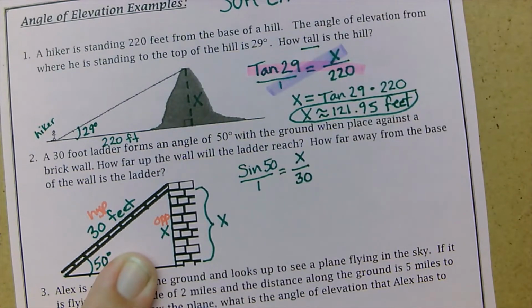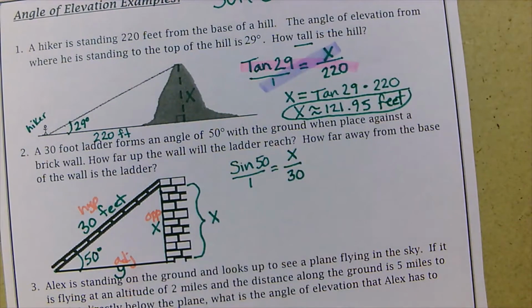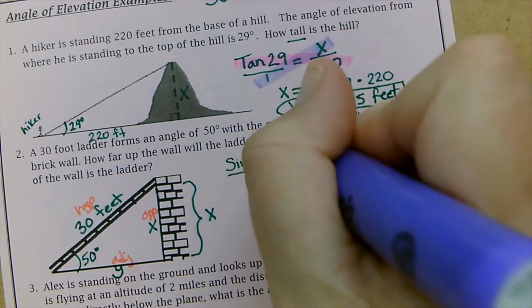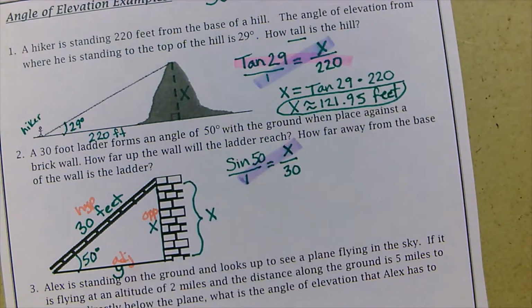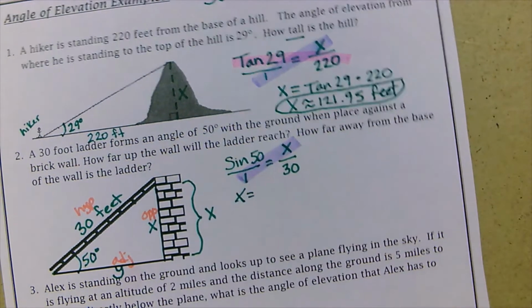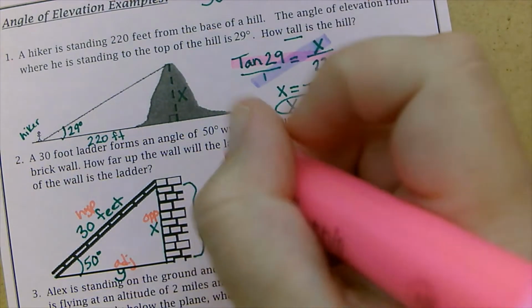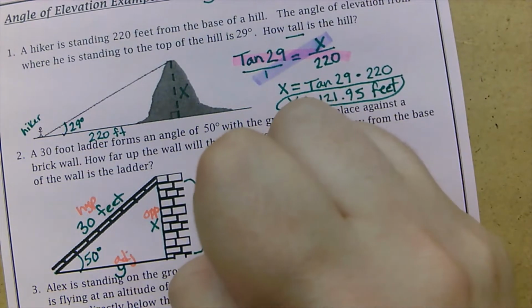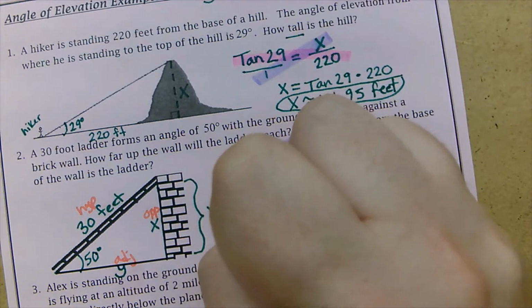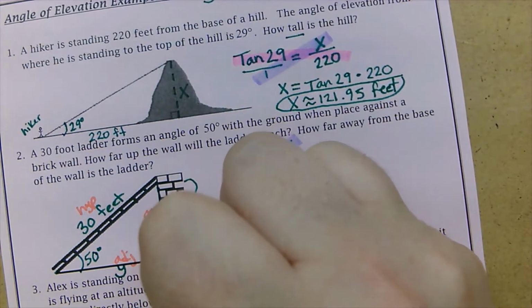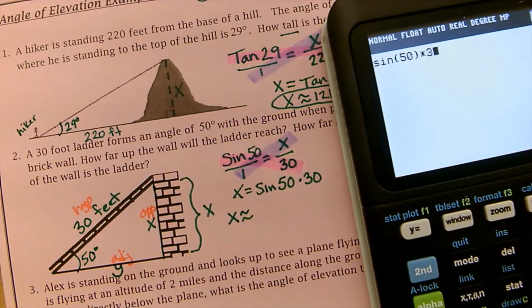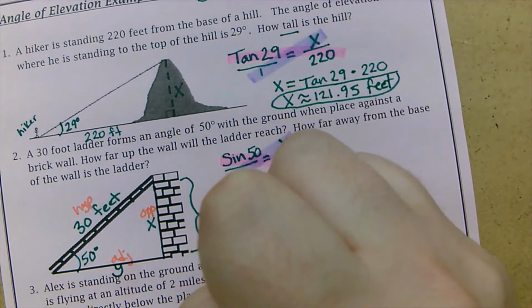We're going to solve this to get X, then we're going to come back and set up a different equation to find Y. So if I cross multiply, just like we did on the last one, X times 1 is X, and that's going to be equal to sine of 50 times 30. I'll just need my calculator quickly to do sine of 50 times 30. And X will be approximately equal to 22.98 feet.